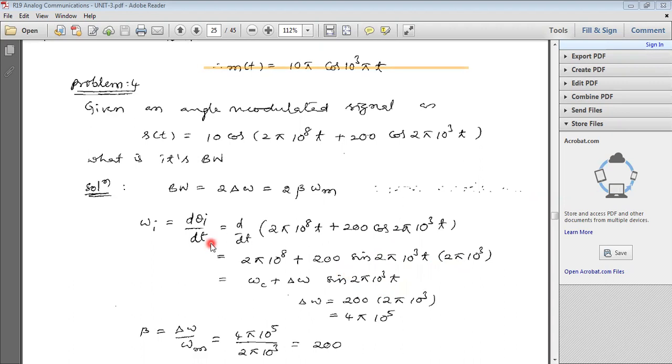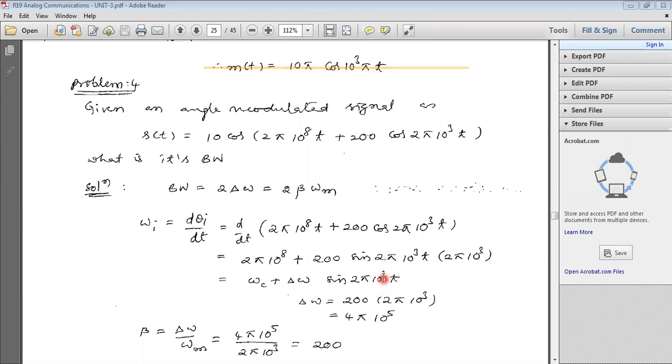What is the fundamental form of instantaneous frequency? It is omega c plus delta omega into sine omega mt. Omega is equal to omega c plus delta omega sine omega mt.